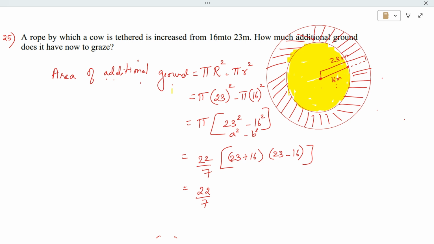And what is 23 plus 16? It is going to be 39, and 23 minus 16 is going to be 7. So 39 times 7. So now I can cancel 7 and 7 because all are in multiplication. So finally I have 22 times 39. So I'm multiplying it. So the answer is going to be 858 meter squared. So this is the area of the additional ground the cow can graze.